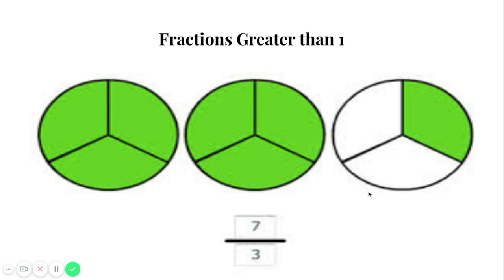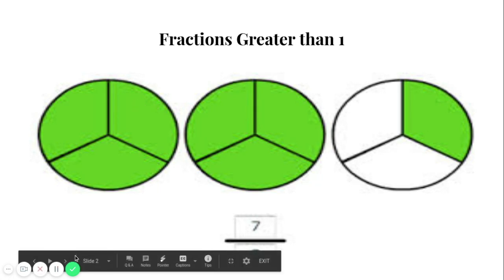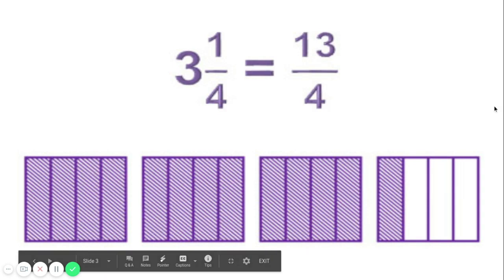If we were to shade all of them in, let's think about how many thirds that would be. It would be greater than 1. If we shaded in all three of these circles completely, we would have 3 parts in each, which would add up to 3, 6, 9 thirds. And 9 divided by 3 is 3. Let's look at the next slide. This visual might help out a little more.